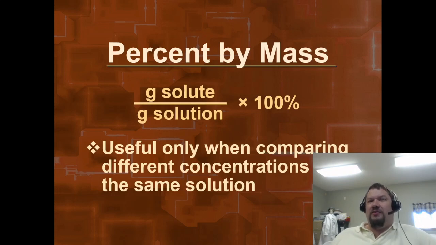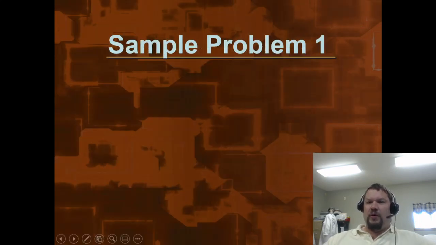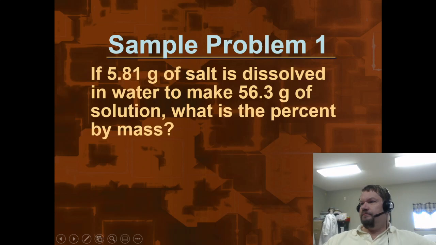We actually don't use this a whole lot in chemistry class. We're not using it a lot because it's really only useful when comparing different concentrations of the same solution and not when you're comparing different types of solutions. Let's do one. If 5.81 grams of salt is dissolved in water to make 56.3 grams of solution, what's the percent by mass?